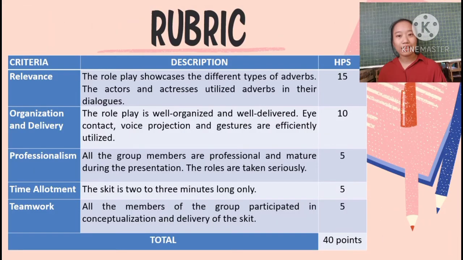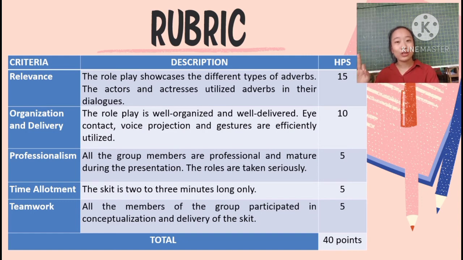So here is the rubric that I will be using to evaluate your presentation. Okay, so as you can see, the first criterion that I would be using would be relevance. Your role play should showcase the different types of adverbs that we have learned. The actors and actresses should also use adverbs in their dialogues. Is that clear? Okay, so this criterion would be equivalent to 15 points. Okay, very good. So for the second criterion, kindly read, Mr. Paul. Okay, thank you. So the second criterion would be organization and delivery. Of course, your presentation should be delivered in an organized manner. So this is equivalent to 10 points.